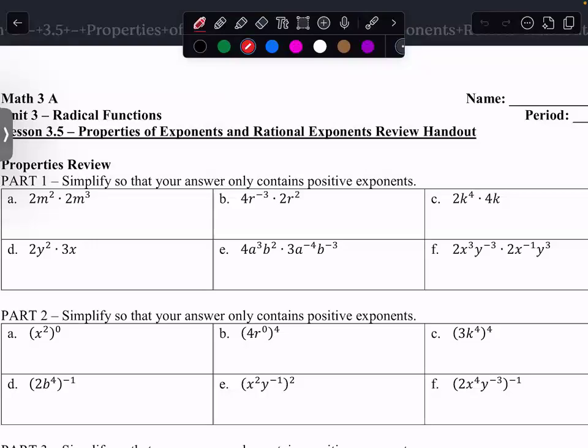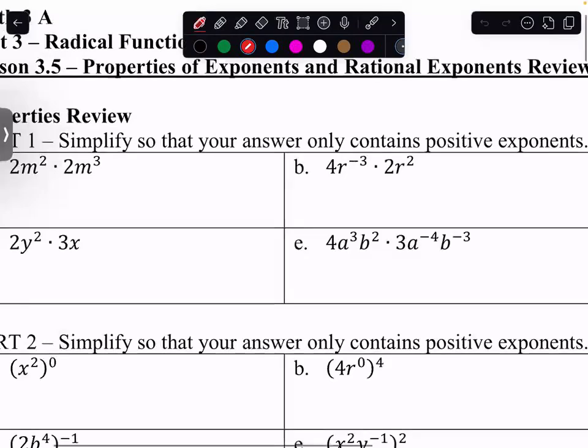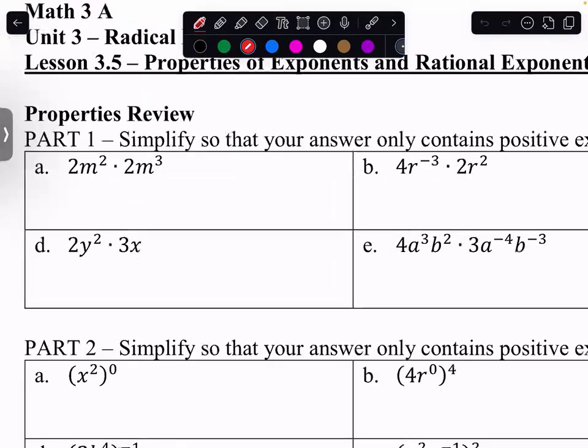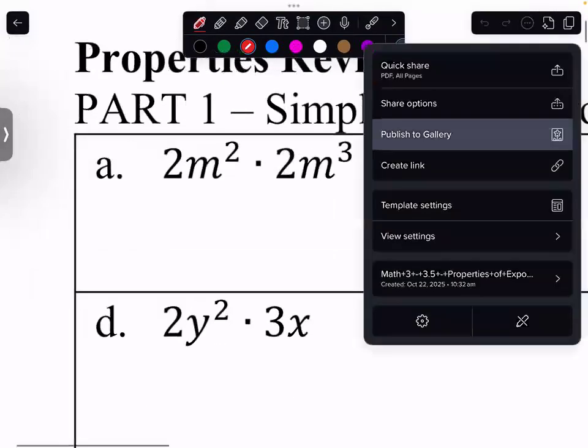Properties that you likely have seen before. Okay, but I'll jump around. I'll do maybe one or two examples of each type, and then I'll give you time to practice to try to refresh your memory. Okay, so just basic exponent rules.